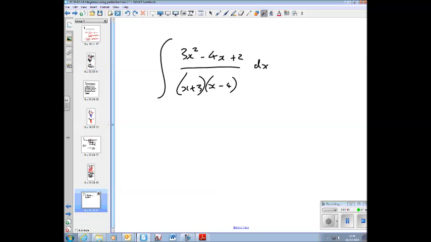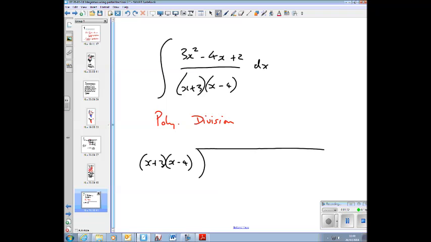So let's have a look at this. So the first step is, yes, we're going to use polynomial division on this, which means we're going to divide x plus 3, x minus 4 into this expression here. So that's what we're going to do.